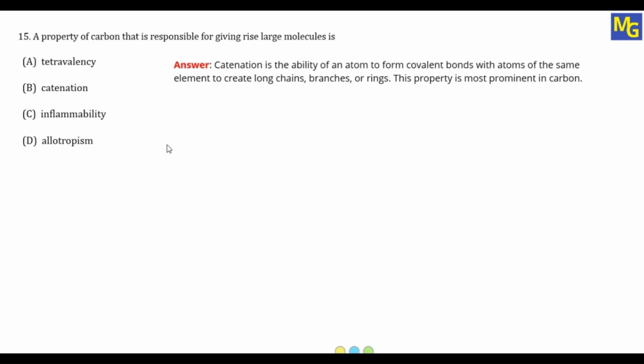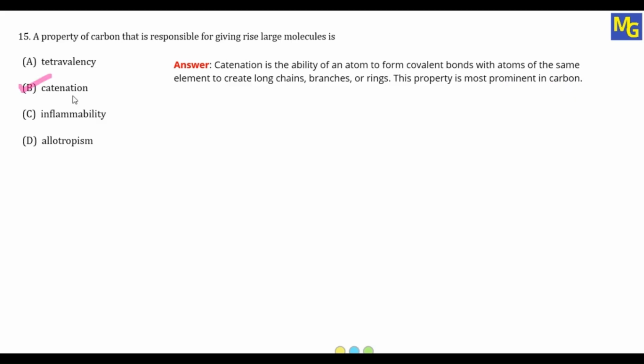Question number 15. A property of carbon that is responsible for giving rise to large molecules is: option A, tetravalency; B, catenation; C, inflammability; D, allotropism. So the answer is, what is catenation? That we will write first here. Catenation is the ability of an atom to form covalent bonds with atoms of the same element to create long chains, branches or rings. This property is most prominent in carbon. So here the correct answer is catenation, that is option B.